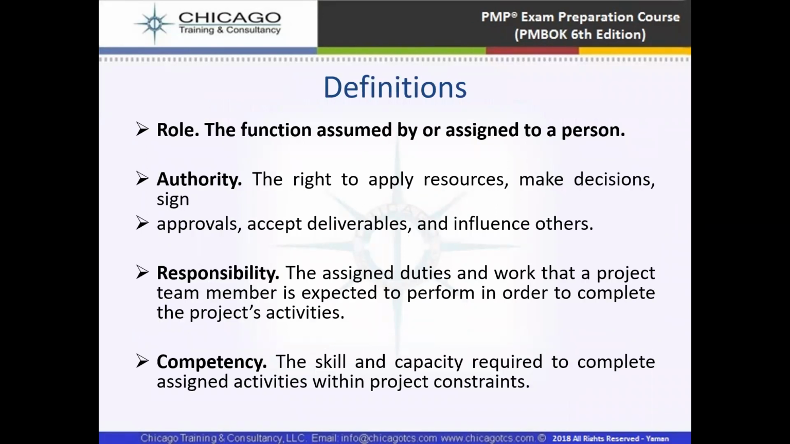So, definitions. What is the definition of role? The function assumed by or assigned to a person is called a role. And what is the definition of authority? The right to apply resources, make decisions, sign approvals and accept deliverables, and influence others. Responsibility is the assigned duties and work that a project team member is expected to perform in order to complete the project activities. And competency is the skills and capacity required to complete assigned activities within the project constraints. So it's called a competency.